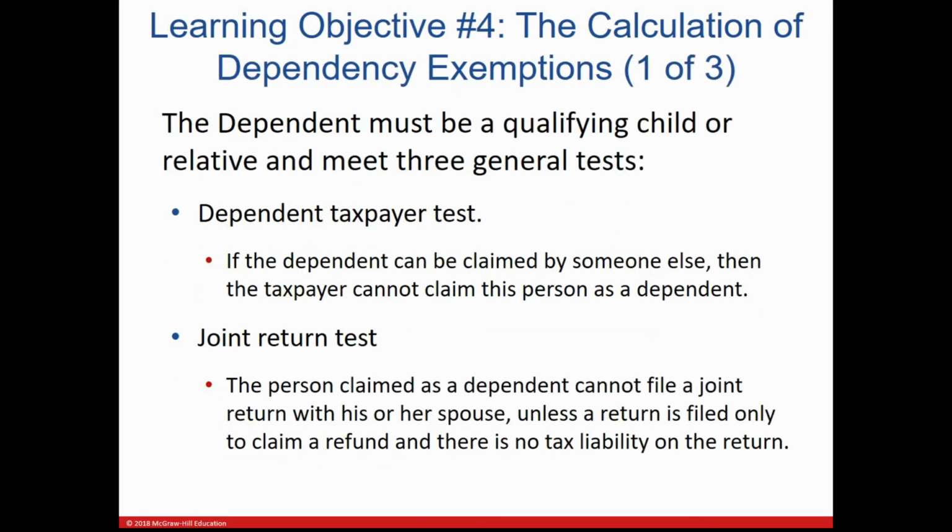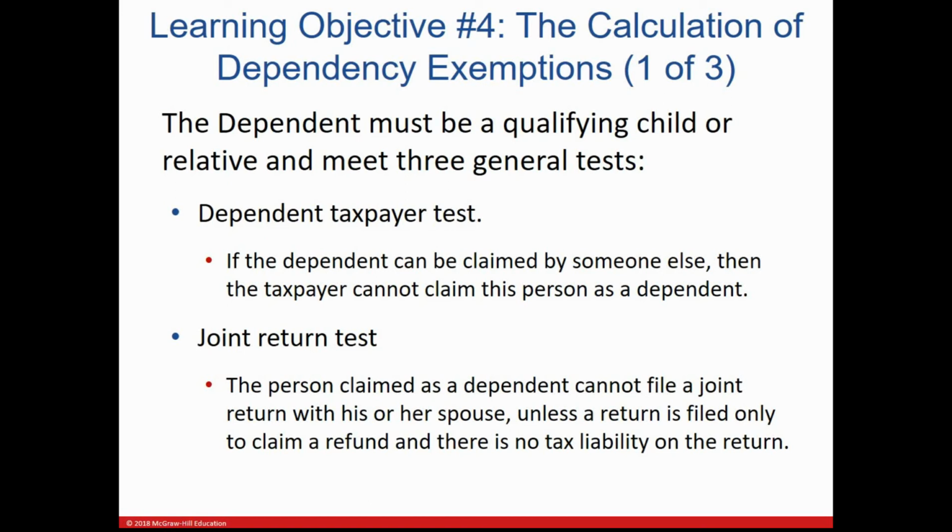To claim a dependent, we must have a qualifying child or relative and meet these three general tests. So, a dependent taxpayer test: the dependent can be claimed by someone else. If that is the case, then the taxpayer cannot claim this person as a dependent. That is, only one person can claim another as a dependent. That right can be split among various taxpayers, but it cannot be duplicated among taxpayers.